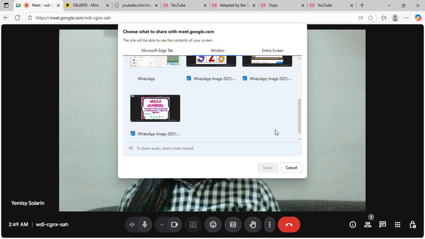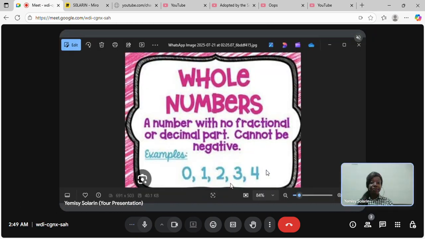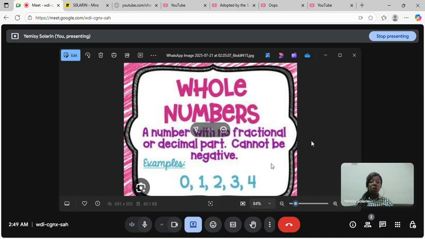Let's look at the meaning of whole numbers very quickly. I'm sure you can see your screen now. Whole numbers: a number with no fraction or decimal point, and it cannot be negative. Whole numbers are numbers that have not been split into smaller parts. They have not been divided into smaller parts.